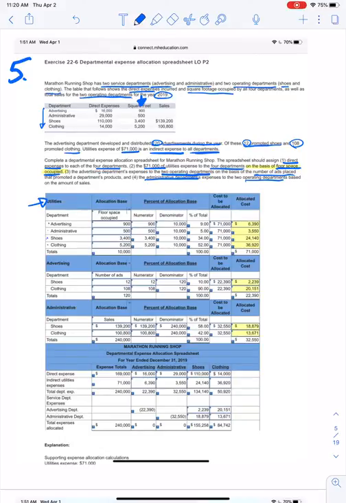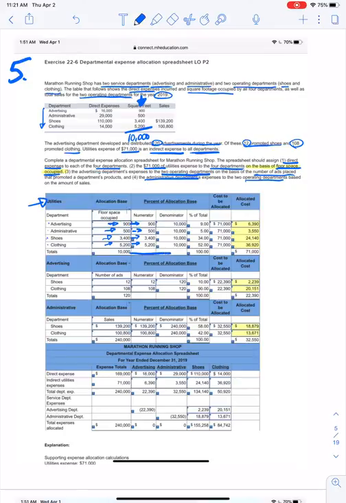So I can see for advertising, I have 900 square feet. For administrative, I have 500. For shoes, I have 3,400. And for clothing, I have 5,200 square feet. Now, if you sum all of these up, what you come out to is a total of 10,000 square feet. So we have a nice round number for our total floor space. So each one of these amounts then just slides over and becomes the numerator in our fraction.